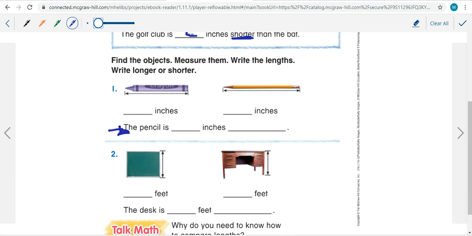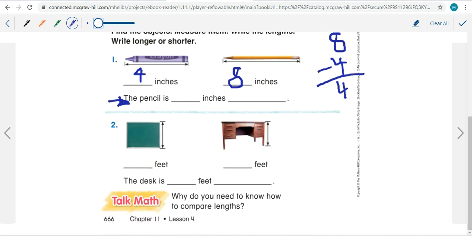Here's the question. Now, let's say that the crayon is 4 inches and the pencil is 8. The question says, the pencil is, we do not know, inches what? Shorter or longer? So we are going to subtract 8 minus 4 to find the difference. 8 minus 4 equals 4. Remember that these measurements, I repeat, are estimates because we do not have a crayon or a pencil to measure them. But in case you can measure them at home, you can measure them and write the exact measurements of these two objects, okay?